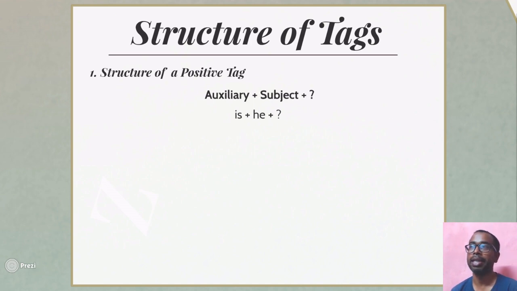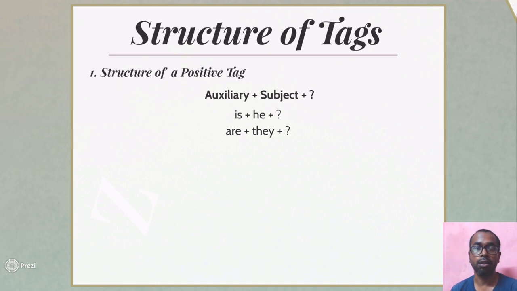Like auxiliary here is, subject he, and then the question mark. Is he? That's a positive question tag. For example, he is going to school today. Sorry, he is not going to school today. Is he? Why is it "he is not going to school today"? Because we have to put a negative statement before a positive tag. That's why we are making the sentence, he is not going to school today. Is he?